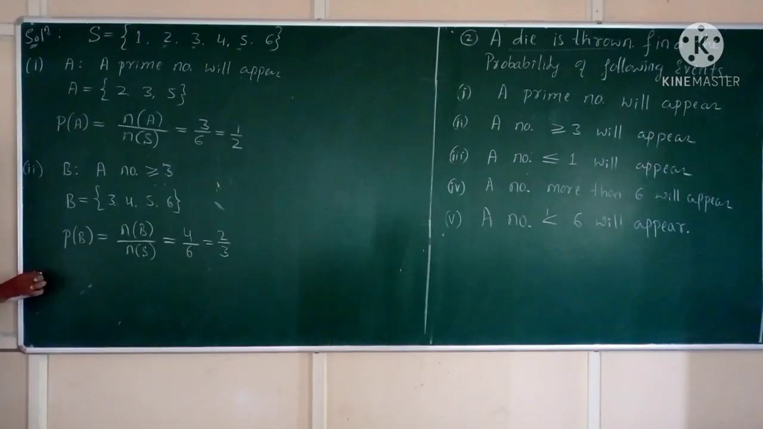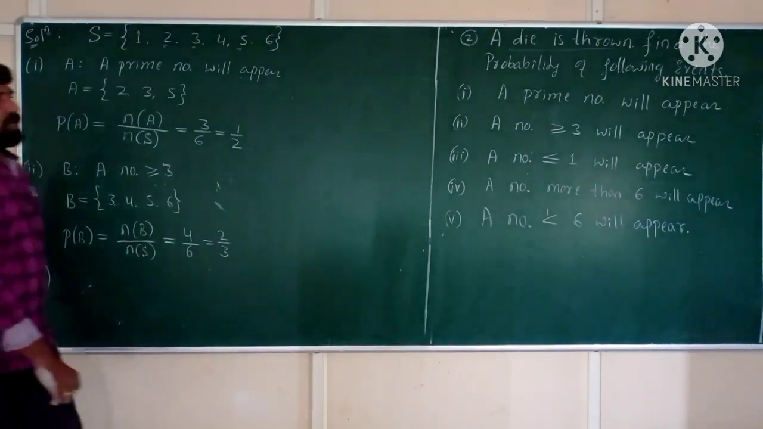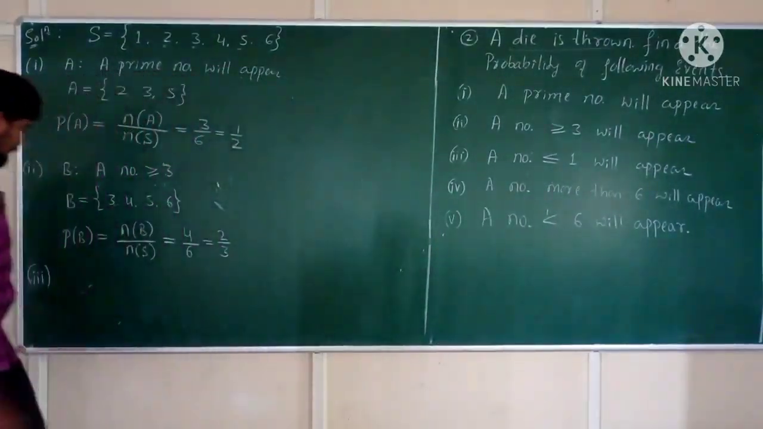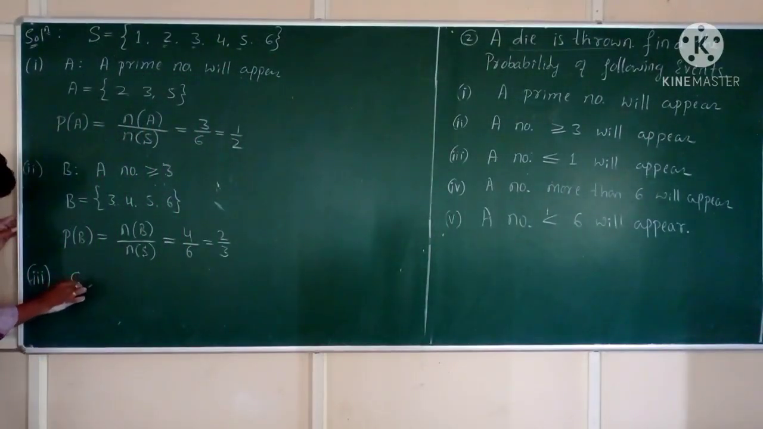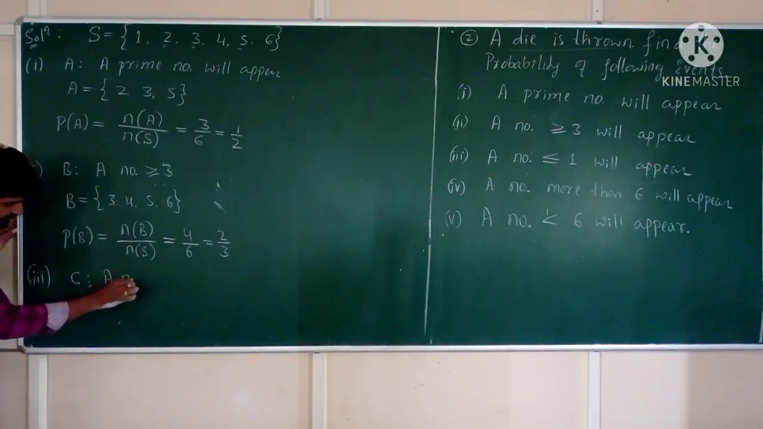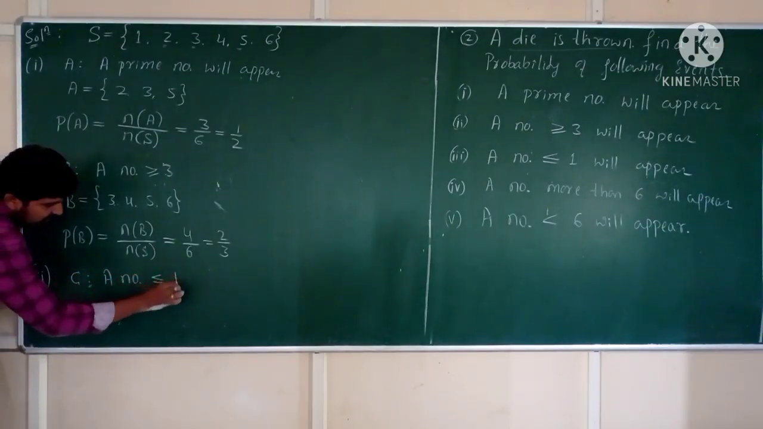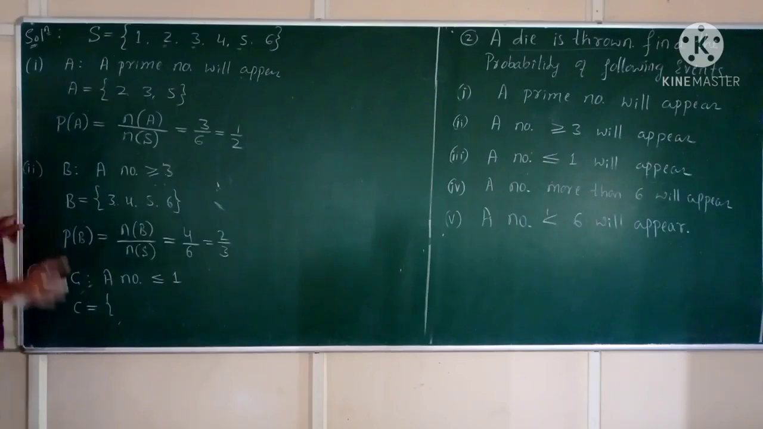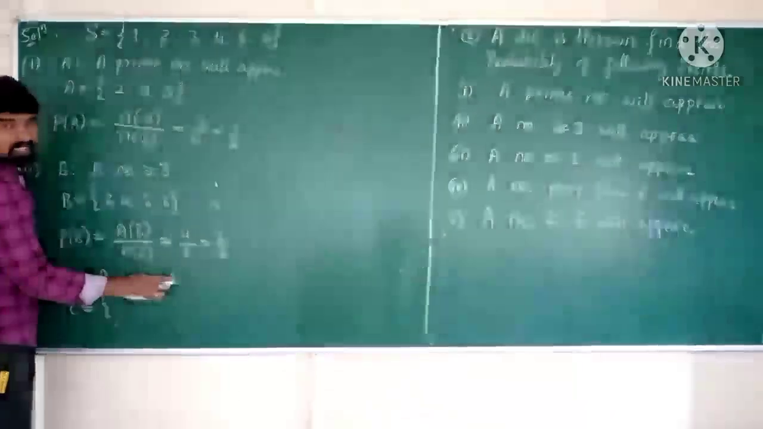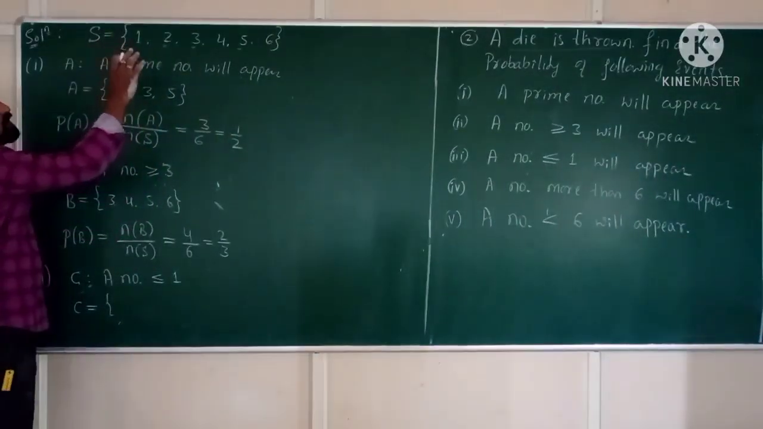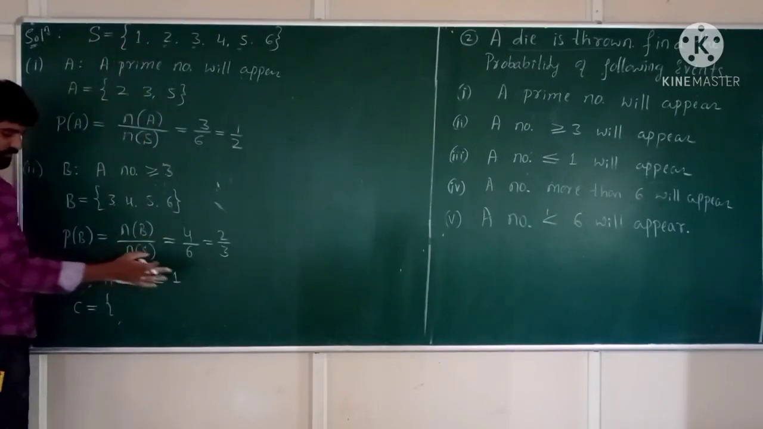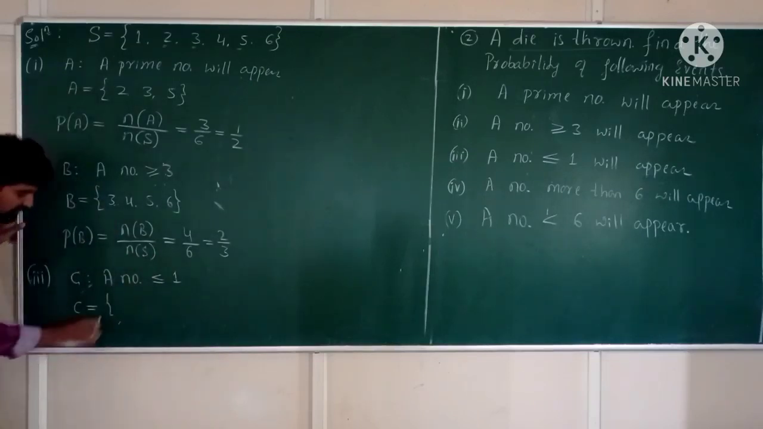Now the third question. We need to find out the probability that a number less than or equal to 1 will appear. So let us define the event. Event C is a number less than or equal to 1. Therefore, event C consists of the elements. We need to write the outcomes which are equal to 1 or less than 1. So there exists only one which is equal to 1. There does not exist any number which is less than 1. Therefore, the event C consists of only one element, that is what?